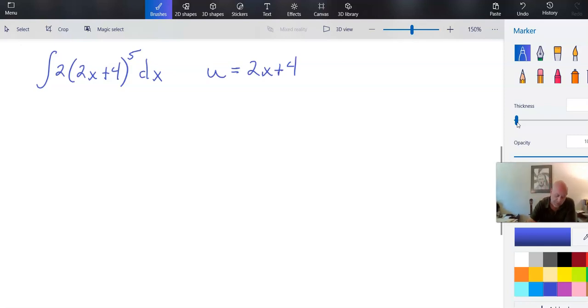Once we set that, we can replace 2x plus 4 with u, and so it becomes u to the 5th. But then we still have this problem of the 2 on the outside and the dx, because now I have a u in my integrand. So now this is 2 times u to the 5th dx. There's our problem, the dx, because we've just rewritten our function in terms of u. We need to figure out what a du would look like, because if we're going to integrate with respect to u, we need what du is.